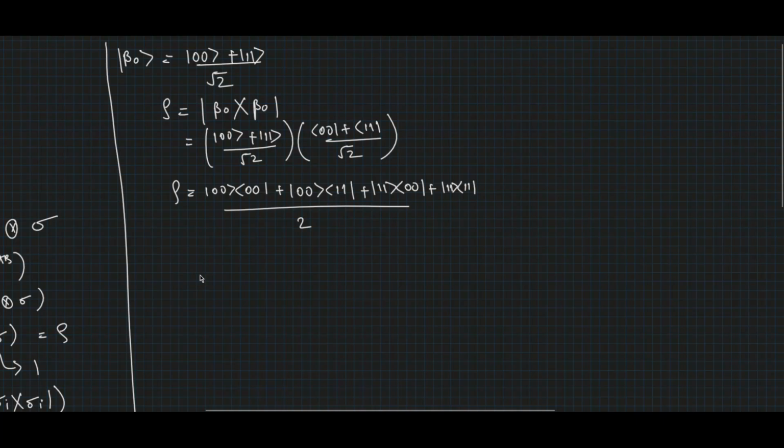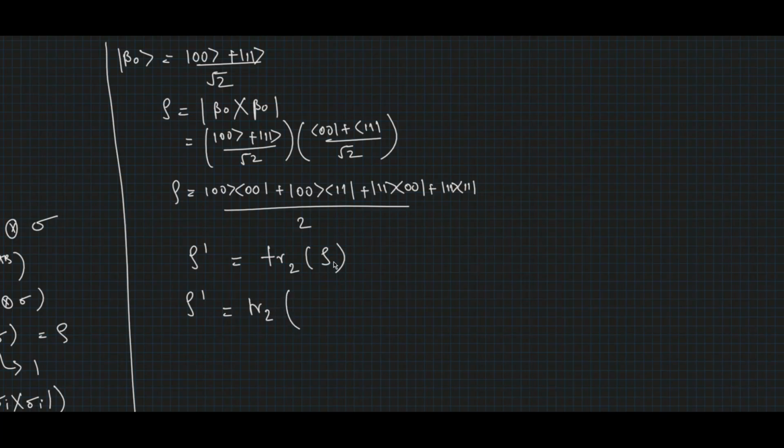Now let's try to find out the reduced density operator of the first qubit by tracing out the second qubit. So rho 1, which is the reduced density operator for the first qubit, will be equal to the partial trace of the second qubit over the joint state rho, which is given by this expression.